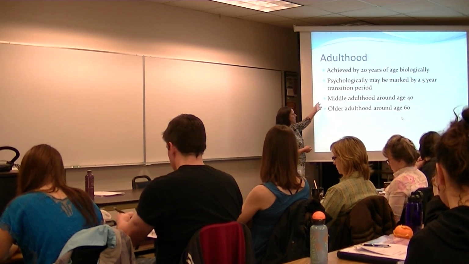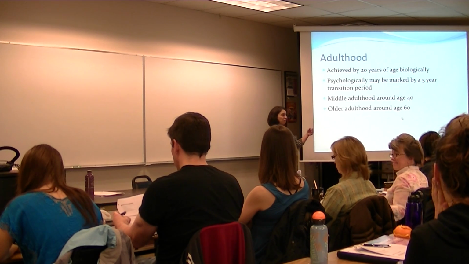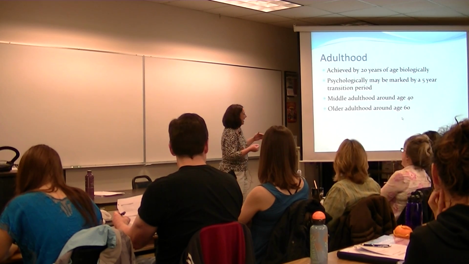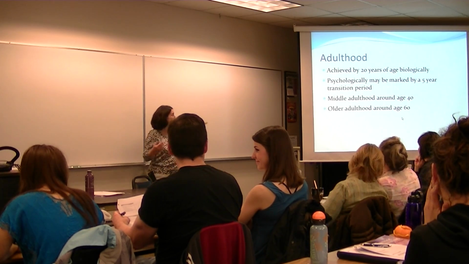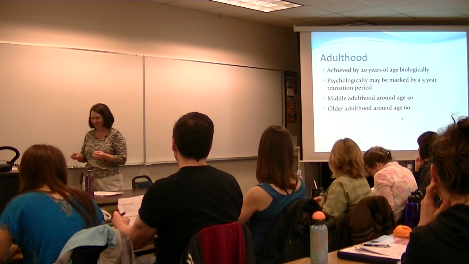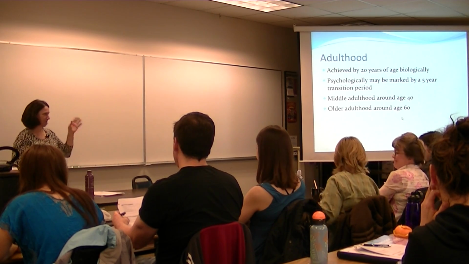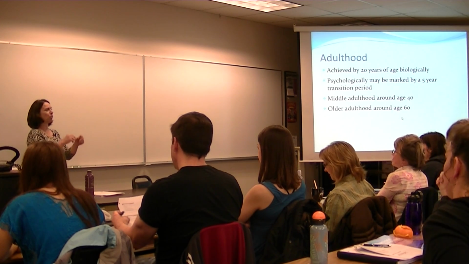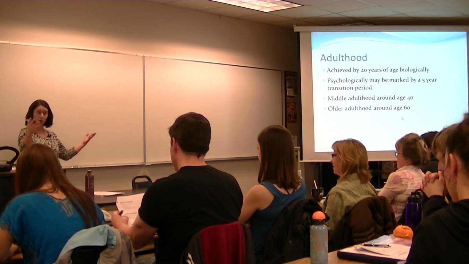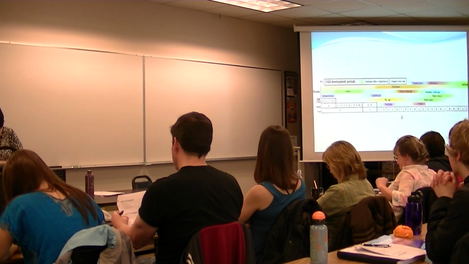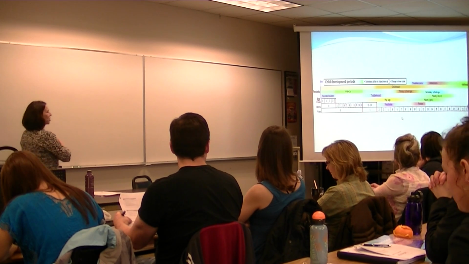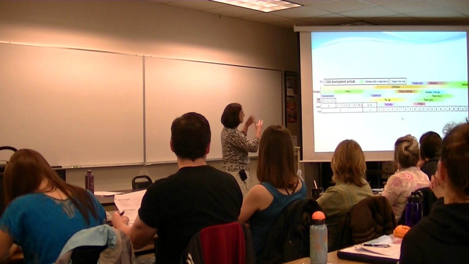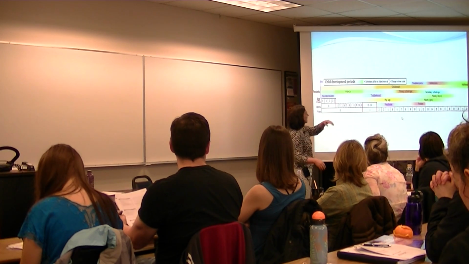We consider middle adulthood around the 40s, and we consider older adulthood around the 60s. Later in this quarter we'll talk about what it means to be young, old, or old-old, because there are categories of how old is. Lots of categories. So here's a way of conceptualizing some of these periods and phases and when this all happens.